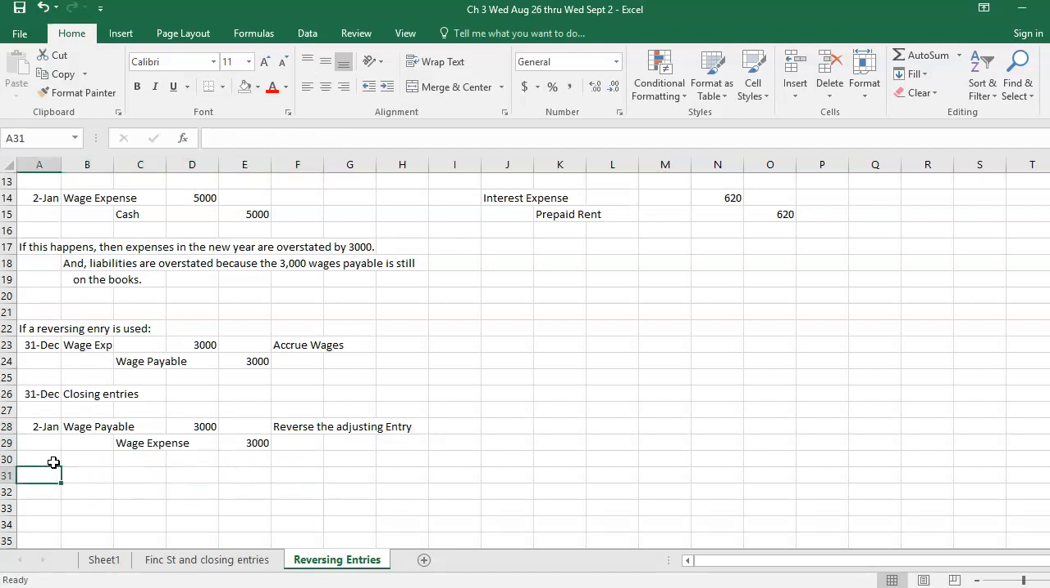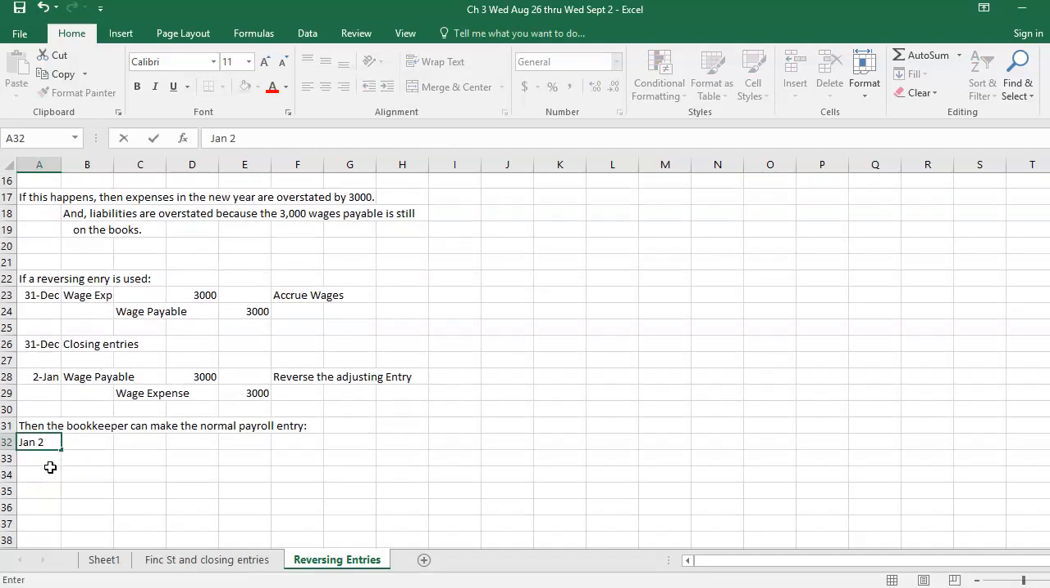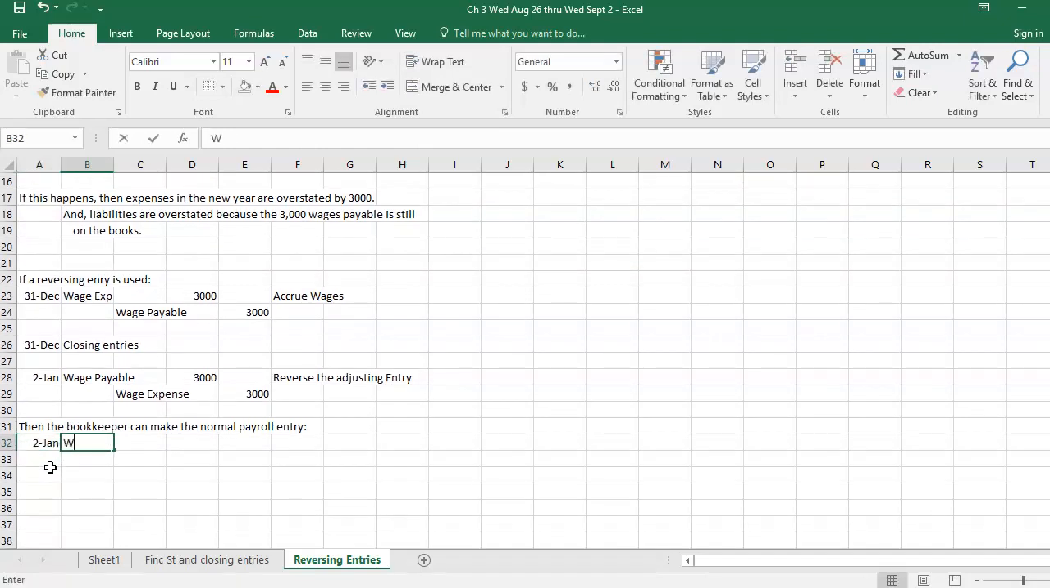All right, and then the bookkeeper can make the normal payroll entry on January 2nd. The bookkeeper can just go wage expense and cash for 5,000.